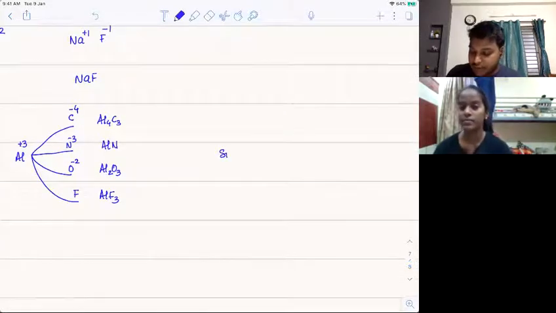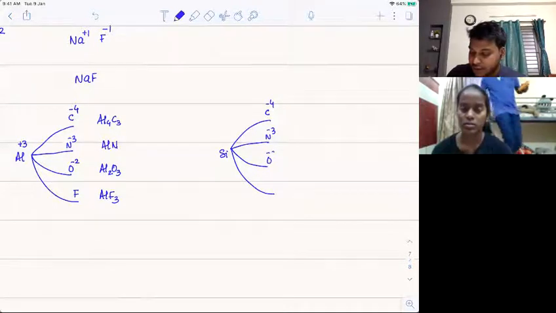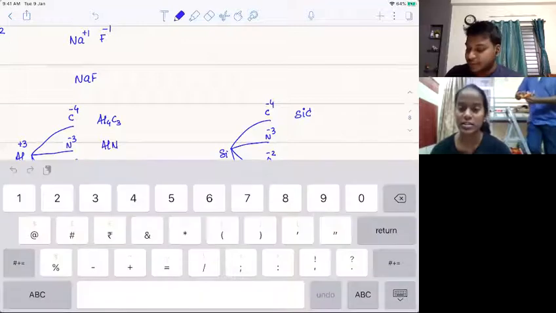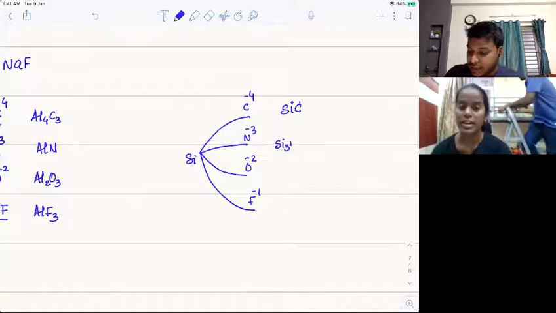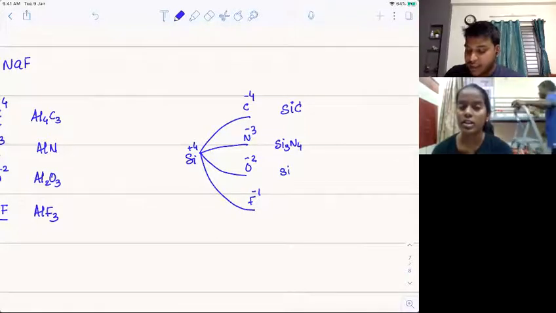Okay. Now let us see that with silicon. If it is with silicon, with carbon -4, nitrogen -3, oxygen -2, and fluorine -1. Now tell me, first one, what do I get? SiC, and C, right? So it will simply be SiC. Next one is Si3N4, because this is +4 here.